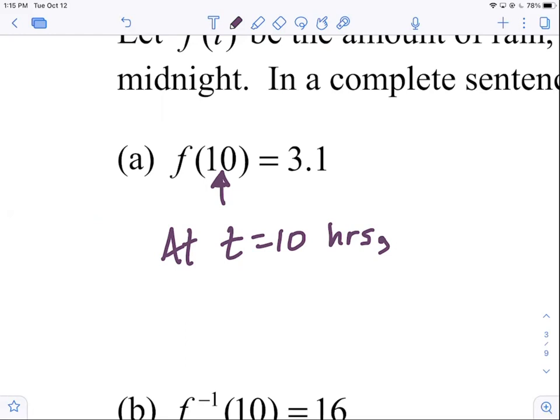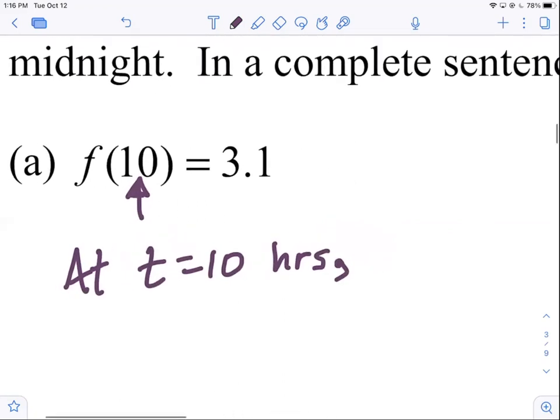Is there another way to say that? Yeah, 10 hours after midnight or at 10 a.m. Yeah, you need to make sure you say 10 a.m. or at 1000, right? Comma, what is the units of 3.1?